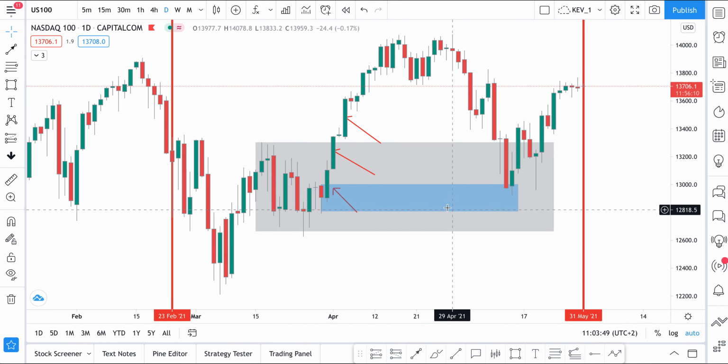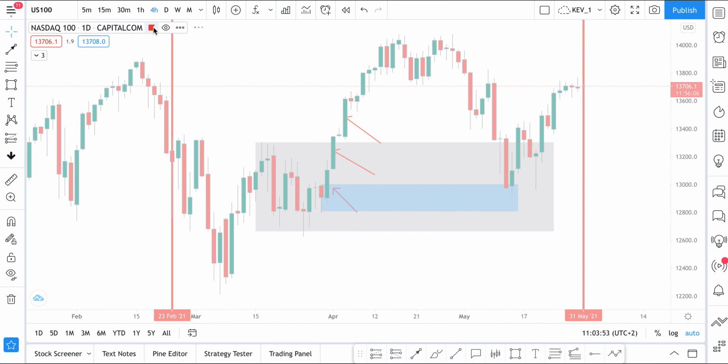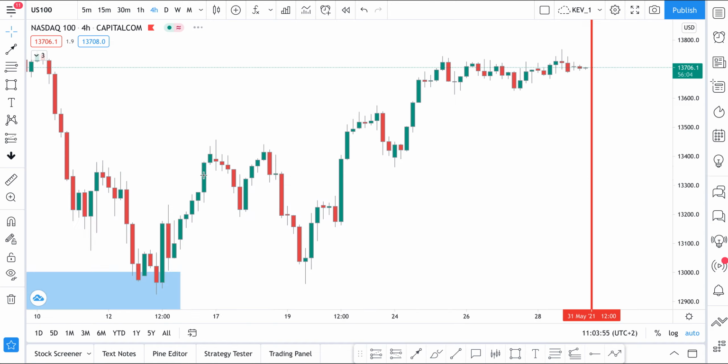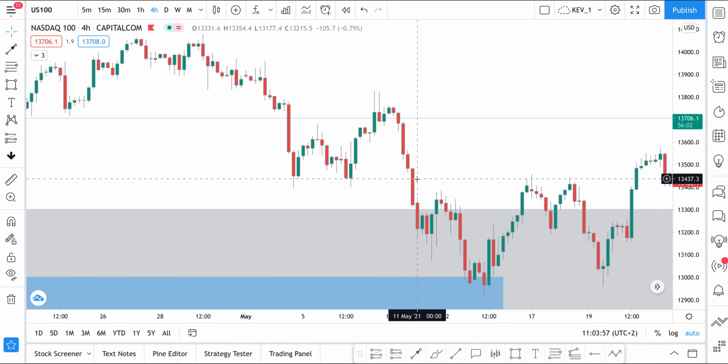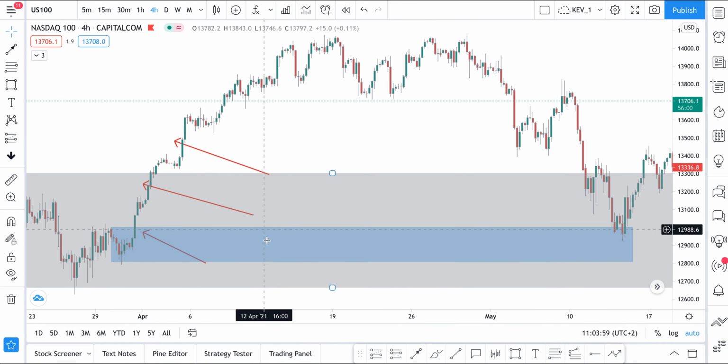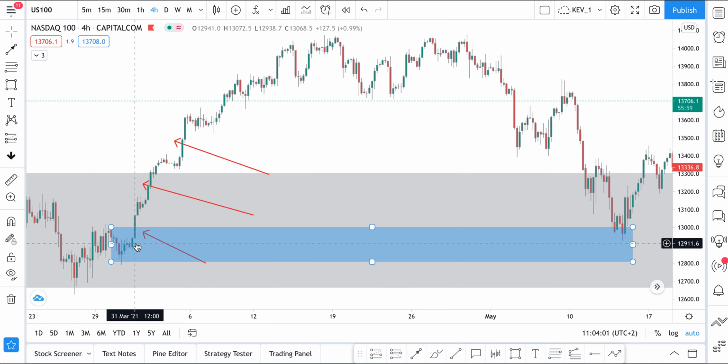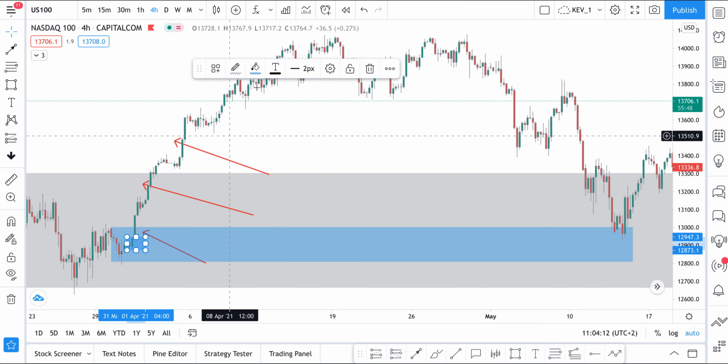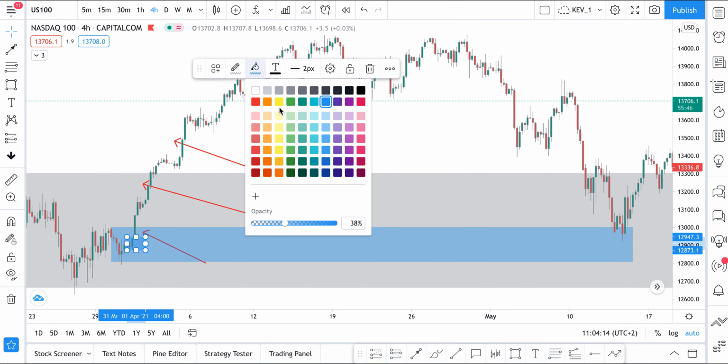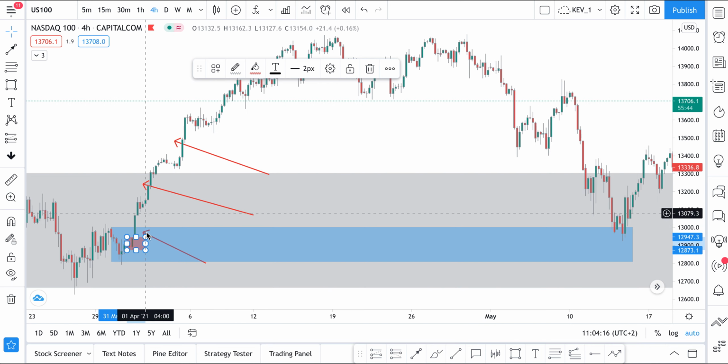But then again, you don't know where your entry is going to be. Go down to the 4-hour chart. Narrow it down, guys. Narrow it down. Find again the same zone. You see, it's this zone again. All you have to do is come down, draw your zone there, because that is your demand zone.